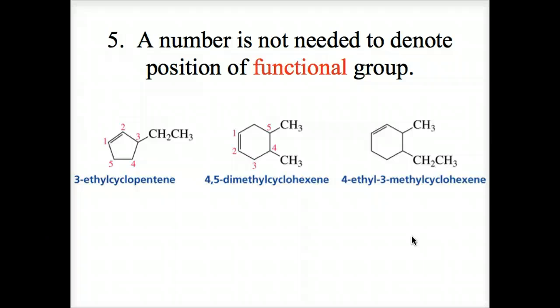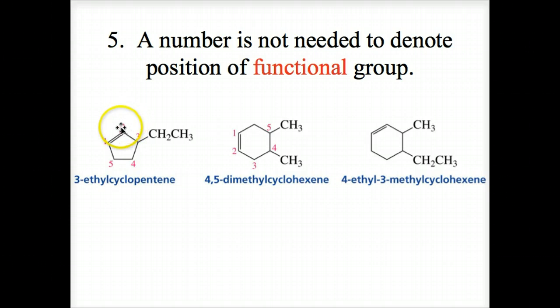Now, this is not the case in other compounds. In cyclic alkenes, a number is not needed to denote the position of the functional group because the ring is always numbered so that the double bond is between carbons 1 and 2. As you can see in the slide, the double bond is always between 1 and 2. In cyclohexene, the double bond is between C1 and C2, regardless of whether you move around the ring clockwise or counterclockwise.